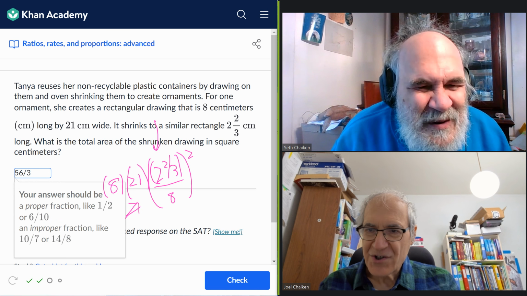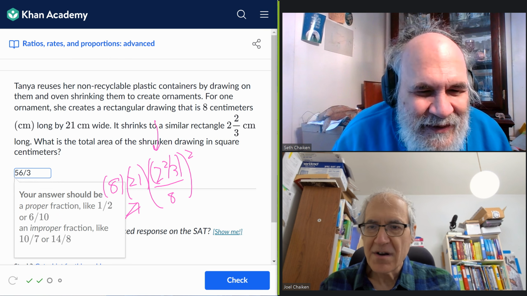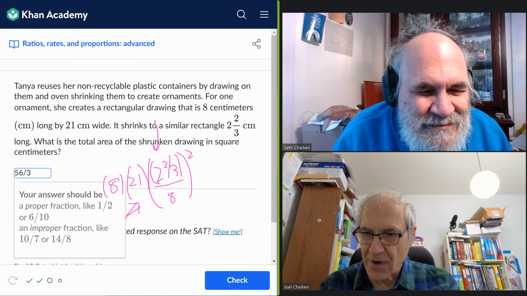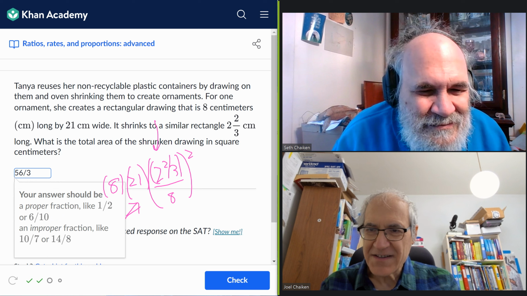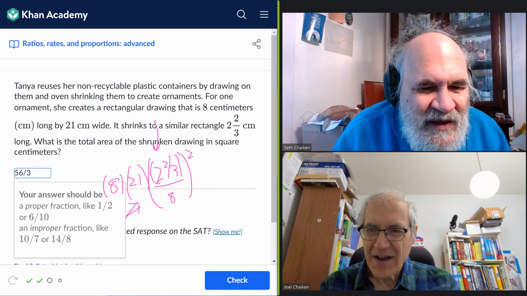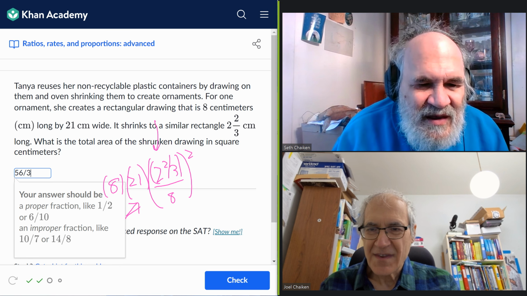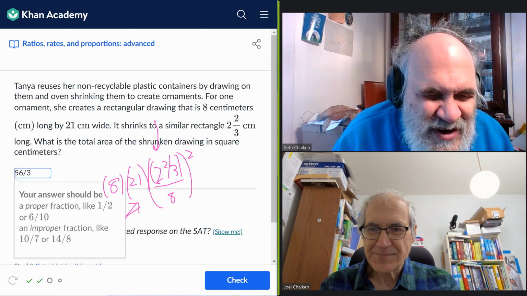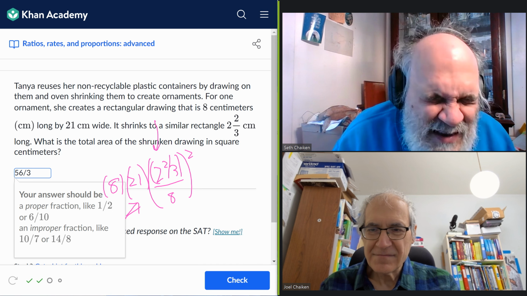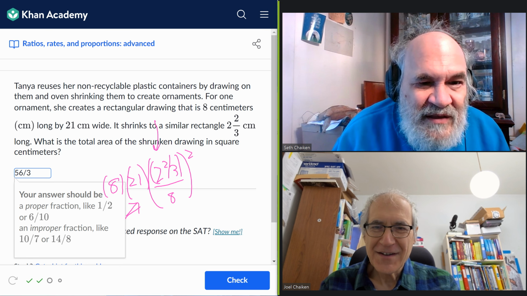Bring it up again, please. Your answer should be a proper fraction, like a half or 6/10, or an improper fraction, like... Yeah, it doesn't say. Right. There's no "or." It says a proper fraction like 1/2 or 6/10. Then there's no punctuation, an improper fraction like 10/7 or 14/8. We don't know what this means. They left out a connective.